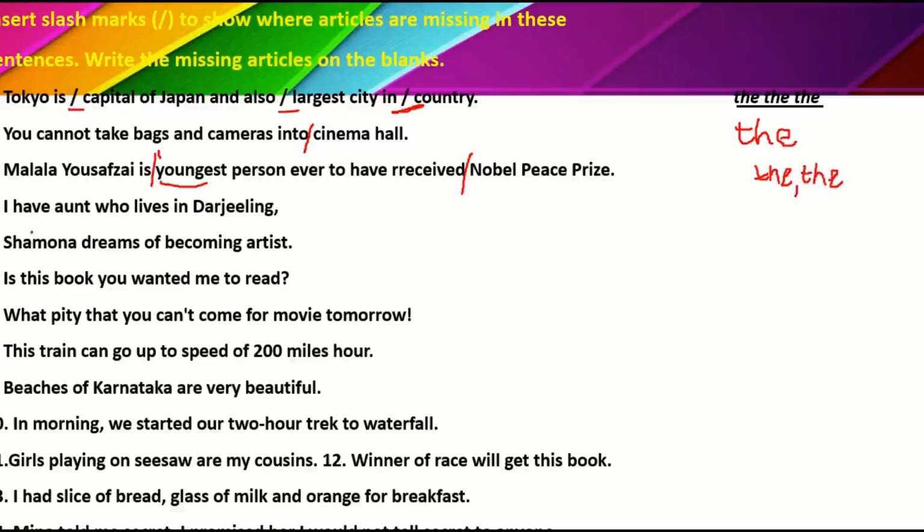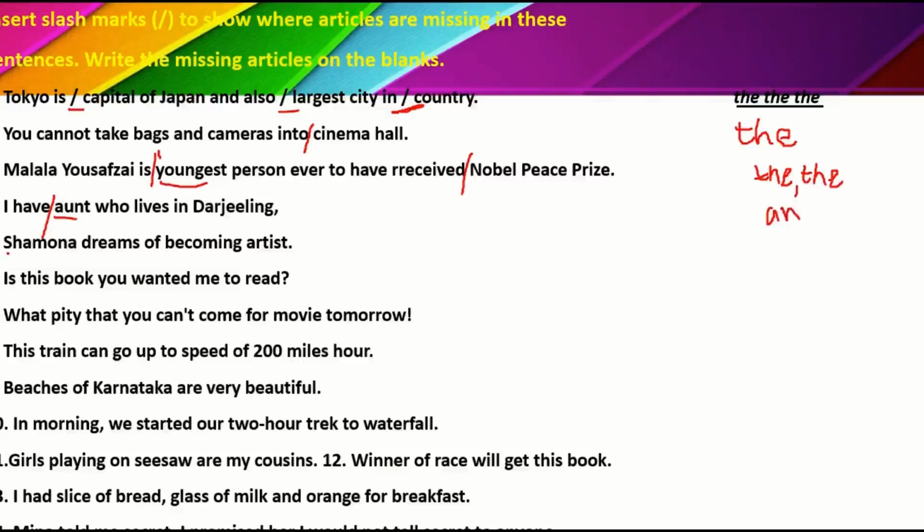Next, I have aunt who lives in Darjeeling. Here, I have aunt. Here something is missed. I have O. O sound is a vowel sound and I have an. Right? I have an aunt. I have an aunt who lives in Darjeeling.